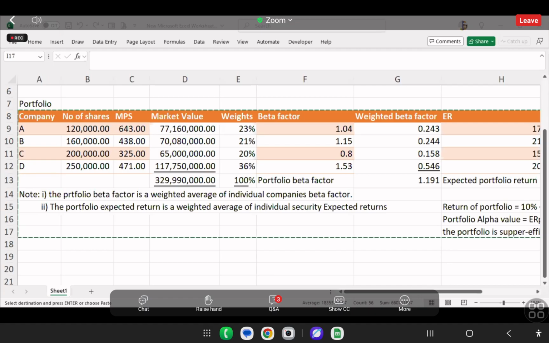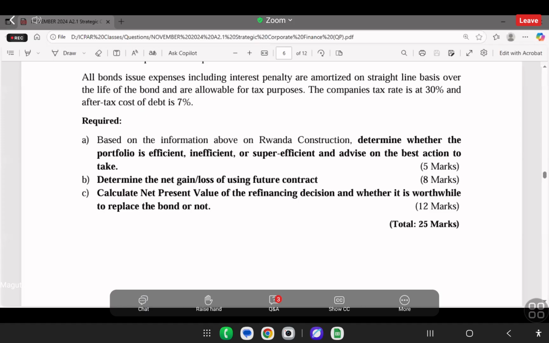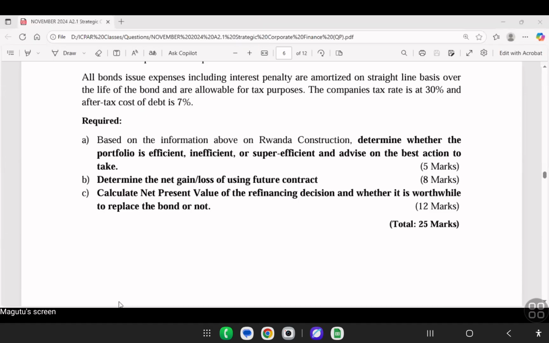Back to the original question, I want to stop sharing the Excel sheet. Let me stop sharing the Excel sheet. I want to share the original question again, so that we can read through it together. If you can see the question, let me read through it.